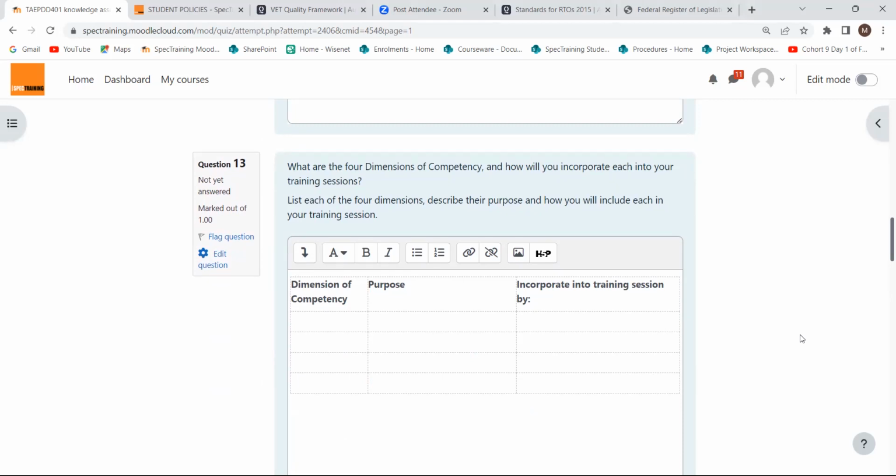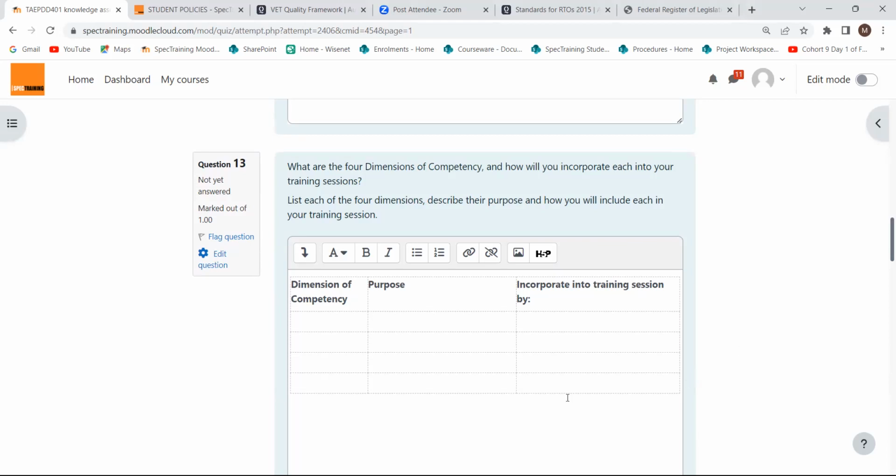Just to give you the punchline, there are 4 dimensions of competency. Number 1 is task skills. Next one, number 2 is task management skills. Number 3 is contingency management skills. And number 4 is job role / environment. Now you can certainly go to Google and type in dimensions of competency, push enter, see what comes up, and you should get those 4.